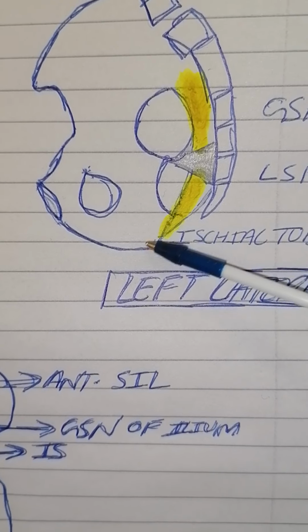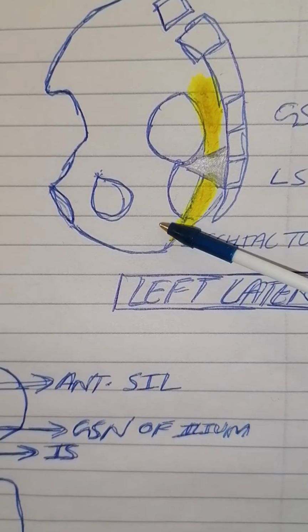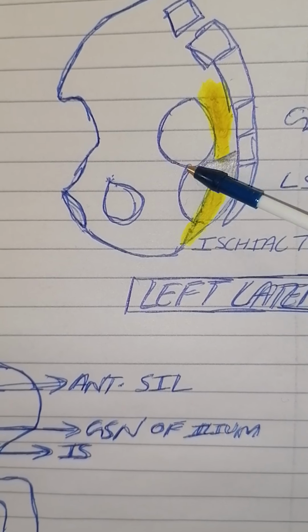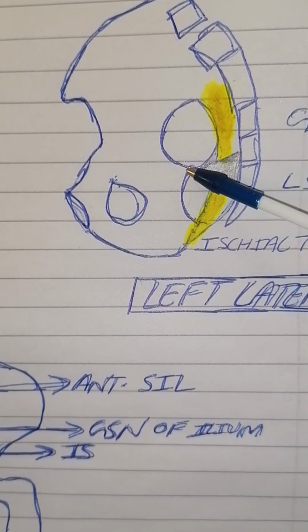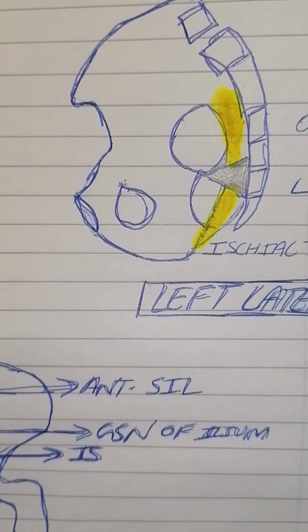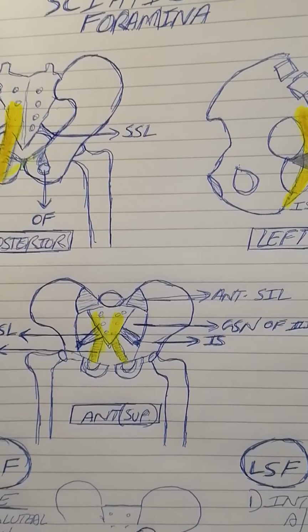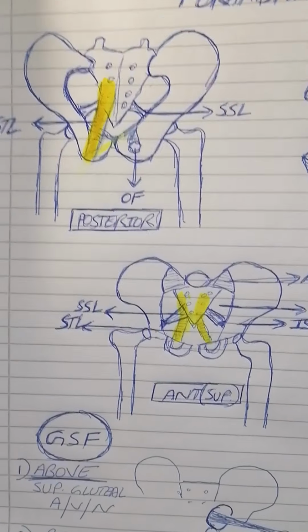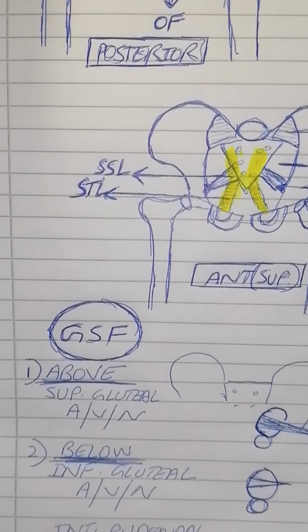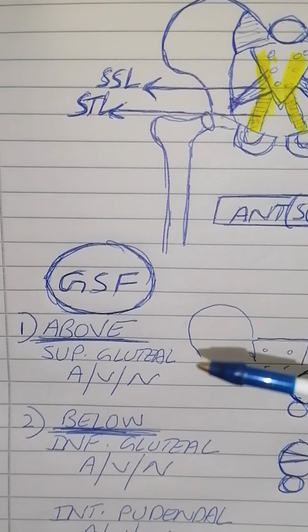Here is your ischium, and here is your ischial tuberosity, the bony part of the pelvis. And here's the spine, and the sacrospinous ligament gets inserted into the spiny part of this area. So let's talk about the structures passing through your greater sciatic foramina and your lesser sciatic foramina. Very, very important. Now let's talk about the greater sciatic foramina.